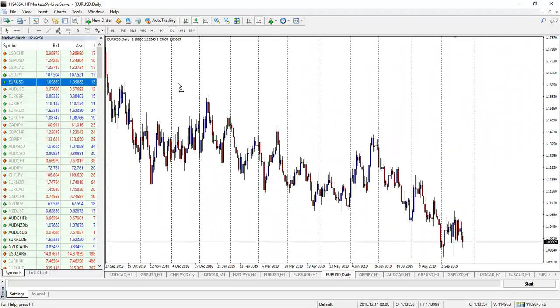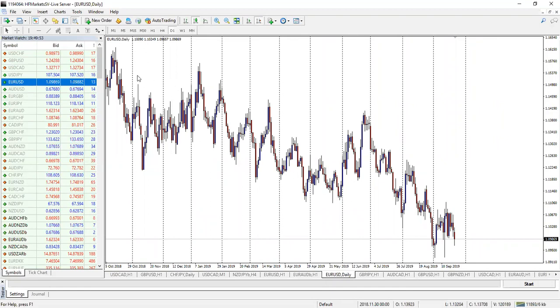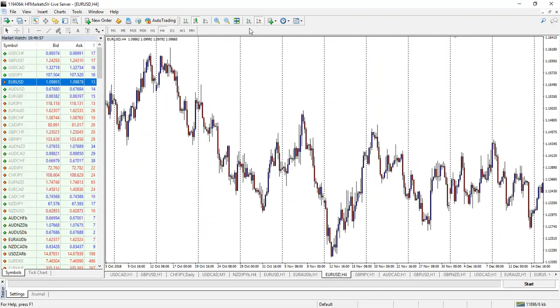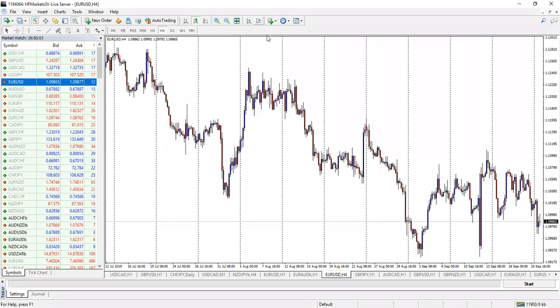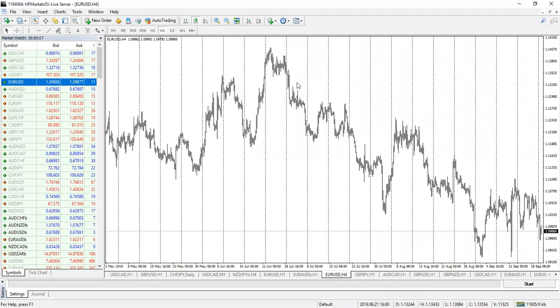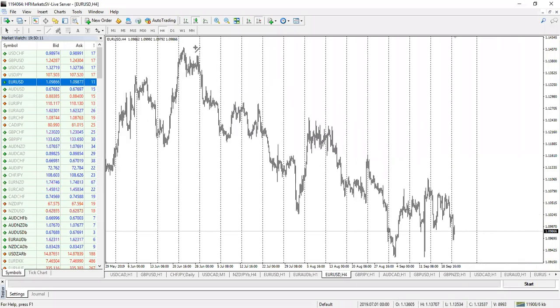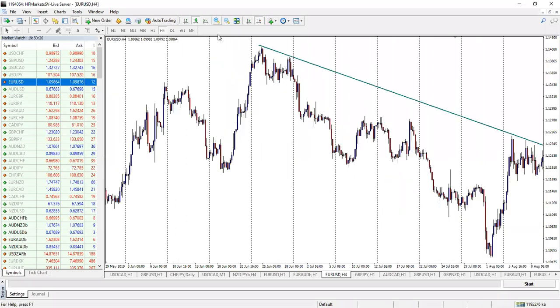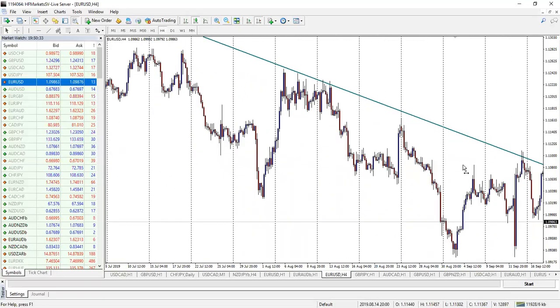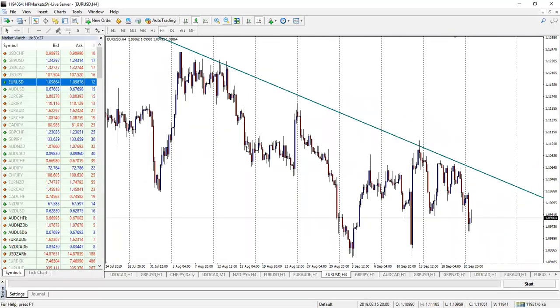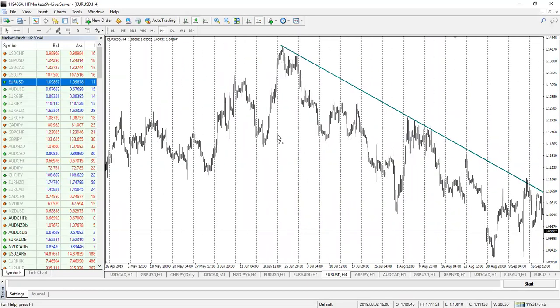Another thing here. Let me show you guys. This is Euro USD. Using Euro USD, take a look and just draw this line. See this area? Now let us expand this one. You can see Euro USD is in a downtrend. There are people who trade without first understanding the trend of the market. Euro USD is in a downtrend, guys. It's very clear.